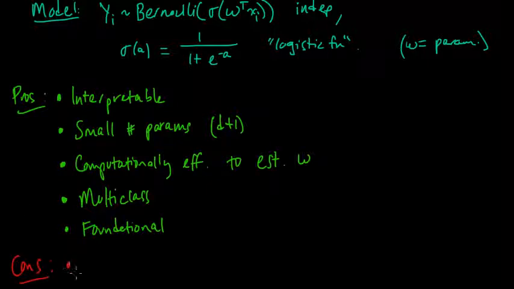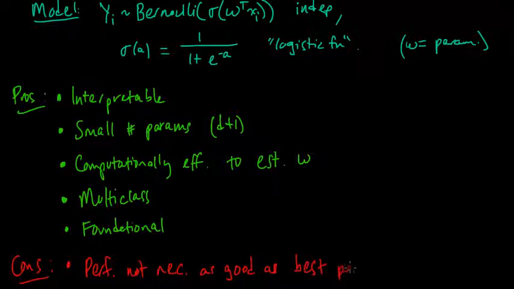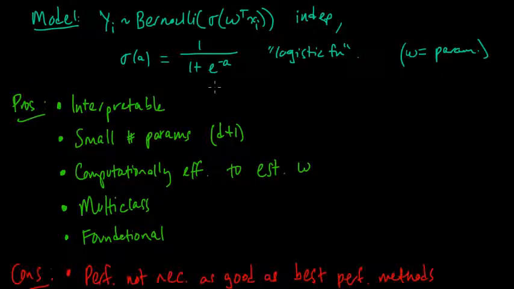And of course we have to mention some cons. One con is that the performance is not necessarily as good as the leading methods, the best performing methods. Of course, it always depends on the problem. I put not necessarily because, if this is actually a correct probabilistic model for your problem, then you would certainly want to use this.